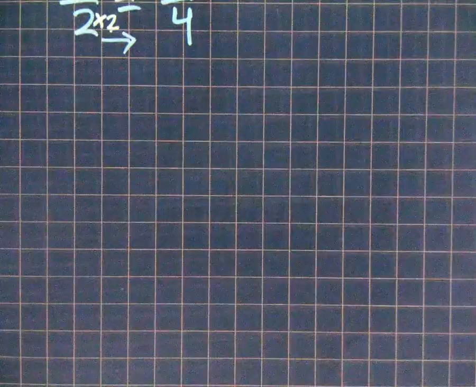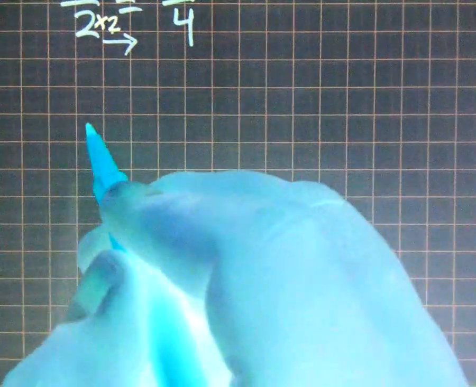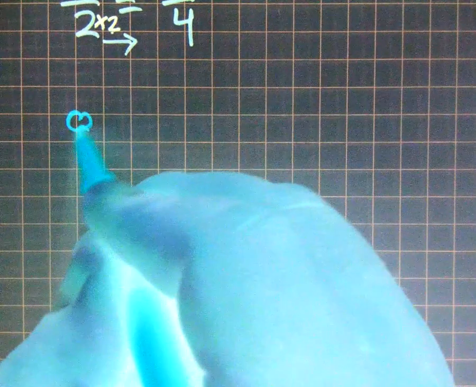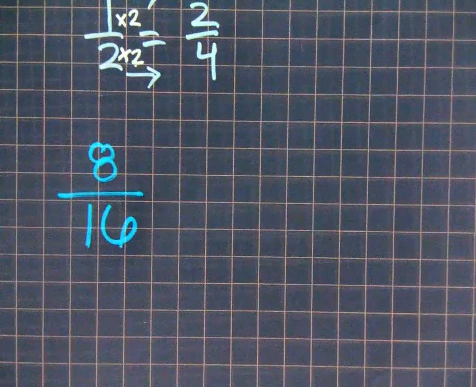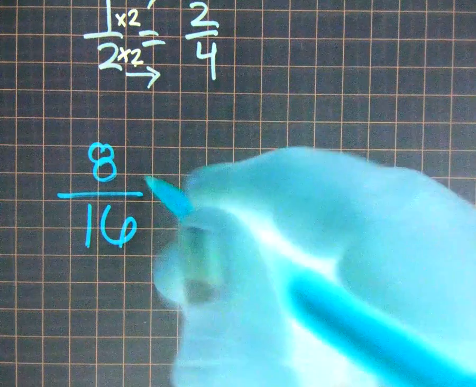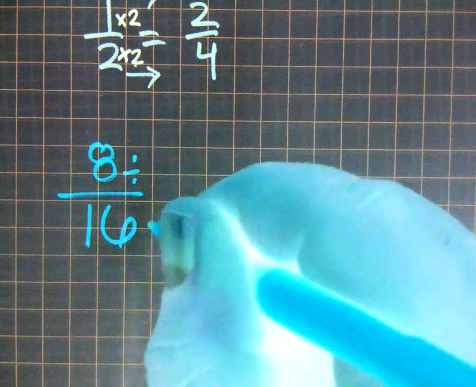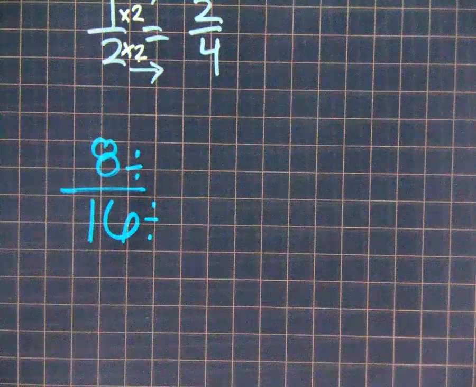So let's do a couple more just so you can get an idea, and I'll give you one to practice. So let's do 8/16. Now I can make an equivalent fraction, sure, but what I really want to do is reduce this fraction into its simplest form. Instead of 16 parts, I want something easier to work with.